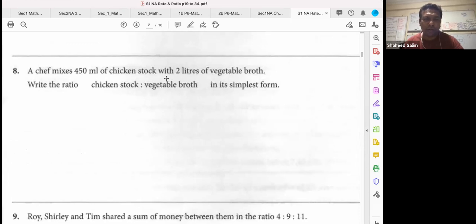Let's see now. Okay, can you try this one? You know what broth is, right? Like soup. Chicken stock, vegetable broth. Should be soup. So 1 liter is 1,000 milliliters.